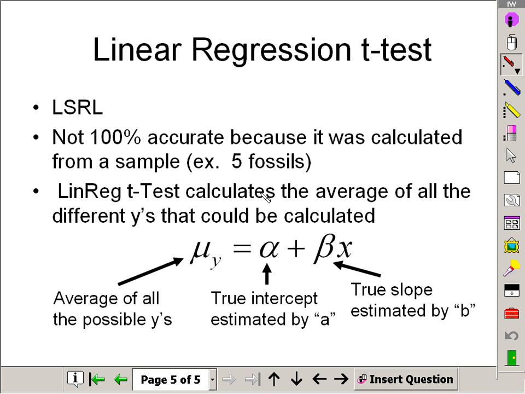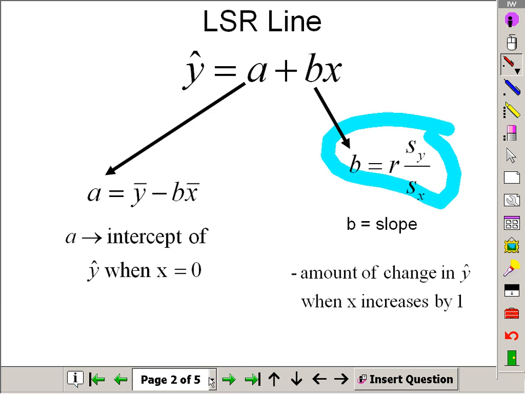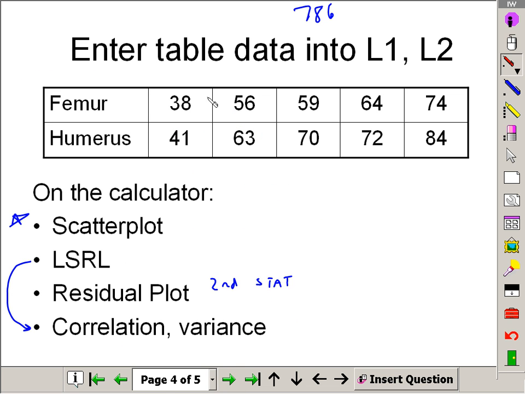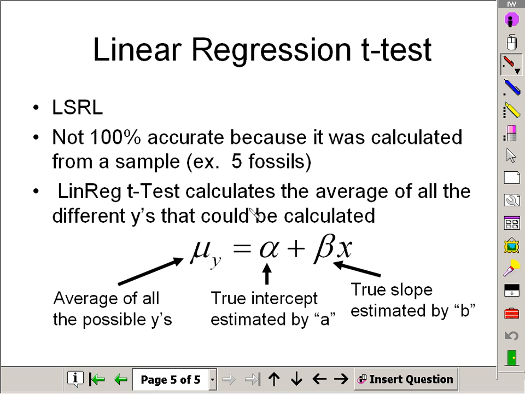In this example, we used a total of 5 fossils: 1, 2, 3, 4, 5. So our sample size was only 5. This test is called a linear regression t-test. It considers every possible least squares regression line that could be calculated. For instance, imagine everyone in here right now had 5 separate fossils. That would be approximately 25 different least squares regression lines.